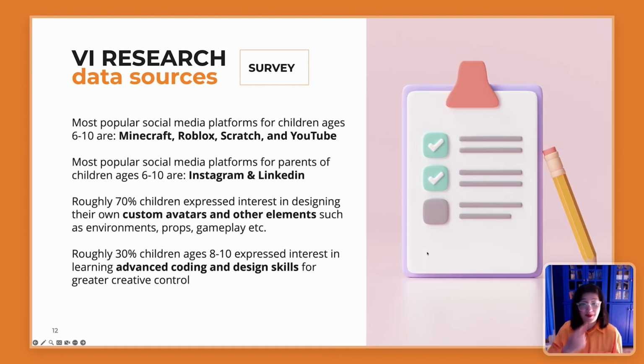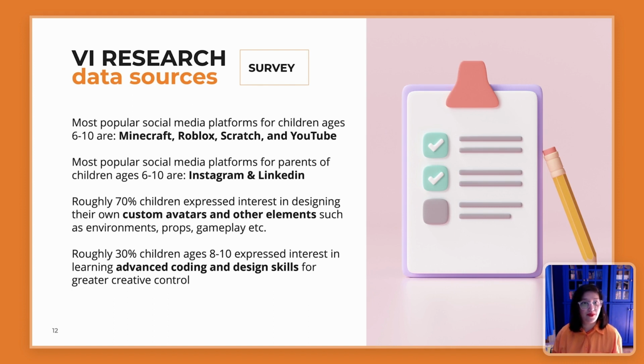In terms of the survey, some fun facts that you might find interesting was that the most common social media platforms for the 6 to 10 age group were Minecraft, Roblox, Scratch, and YouTube. And a lot of my researcher friends, when they looked at this data, were surprised to know that Scratch is considered a social media platform. But if you look closely, Scratch allows children to remix each other's projects and leave comments, and it's a great way for them to connect with other coders, other designers who are like-minded.